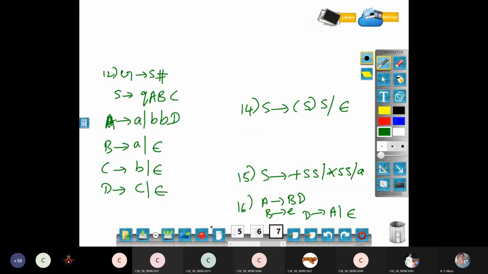78, Manjit. 79, Mayur. 80, present, ma'am. 81, present, ma'am. 82, present, ma'am. 83, present, ma'am. 84, present, ma'am. 85, present, ma'am.